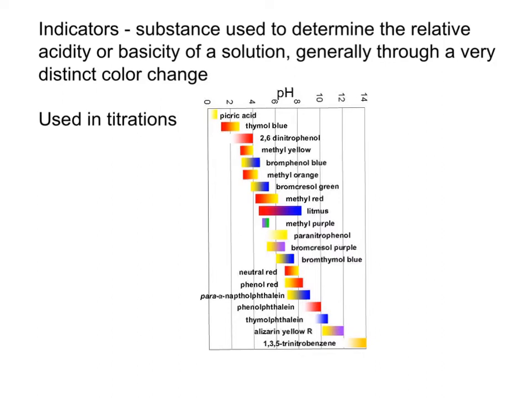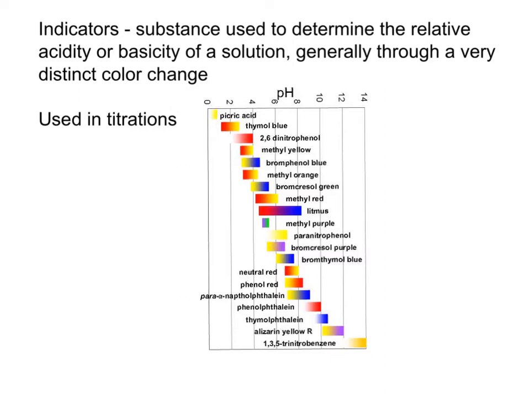Okay, so this just shows you the range of different indicators that are out there, and this is by no means a complete list. You can see they all have different pH ranges that they work in, and so they can be useful in different situations to let you know what you're dealing with.